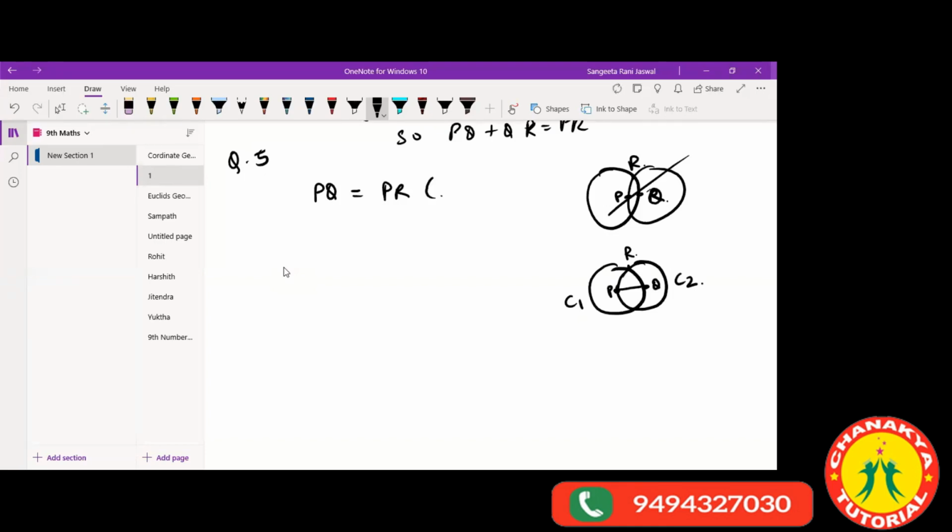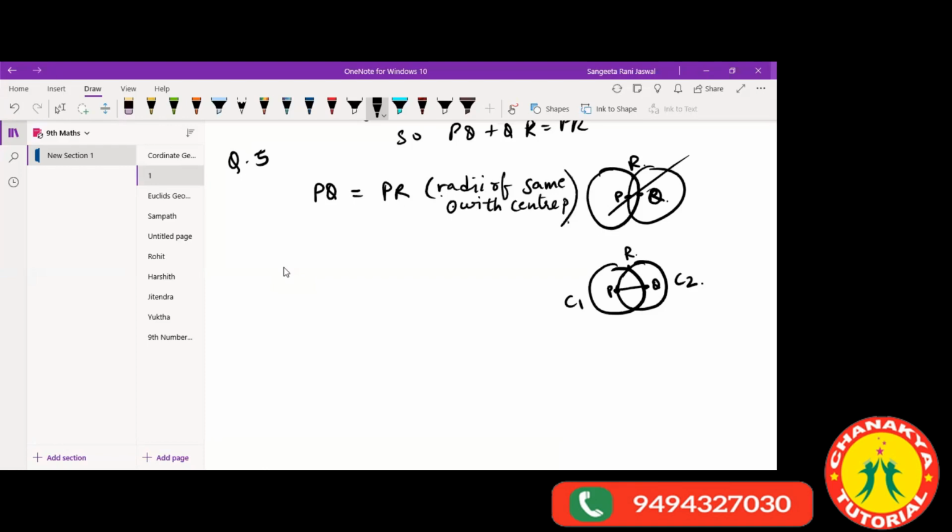Okay, so what can we say here? These are the radii of the same circle with center P. So we can write here radii of same circle with center P.